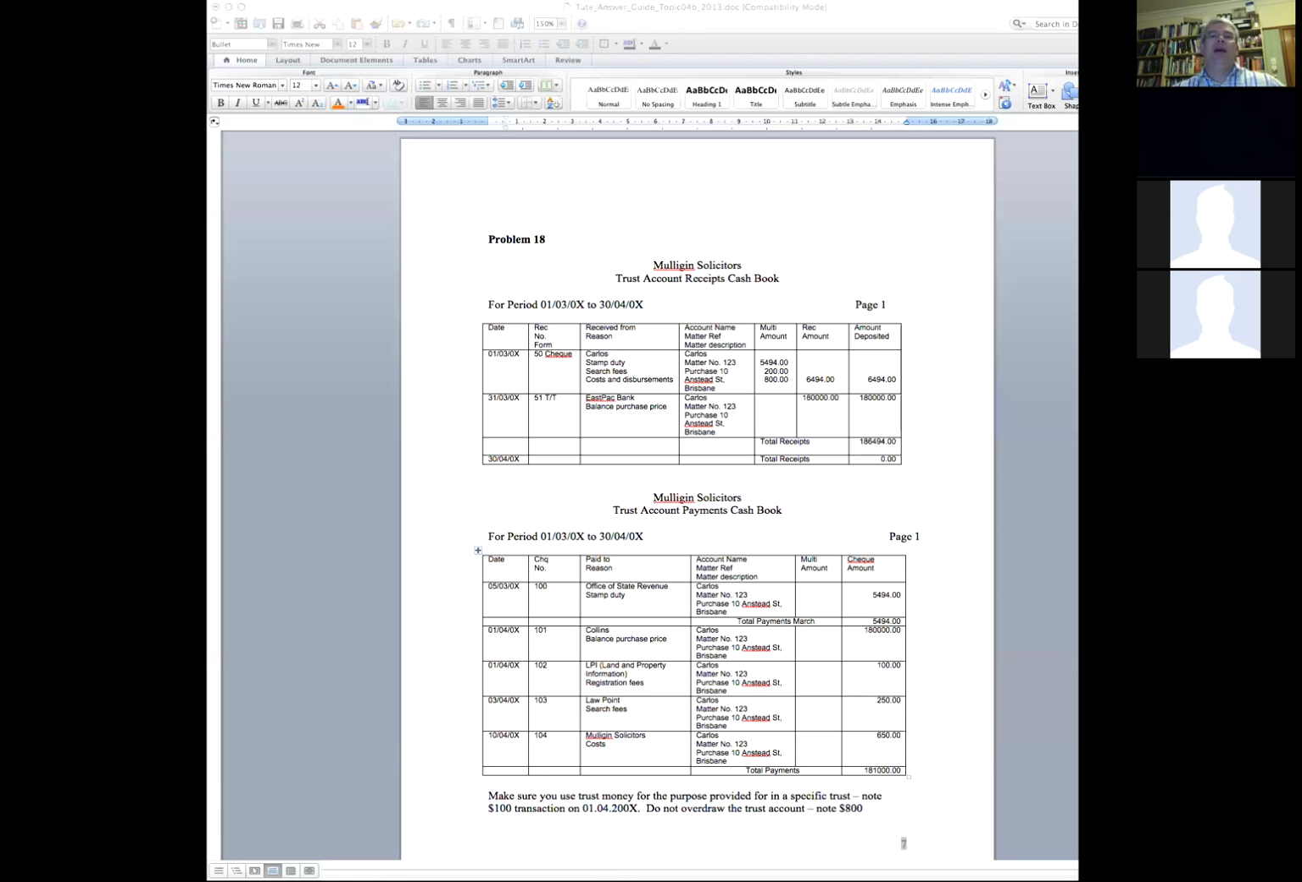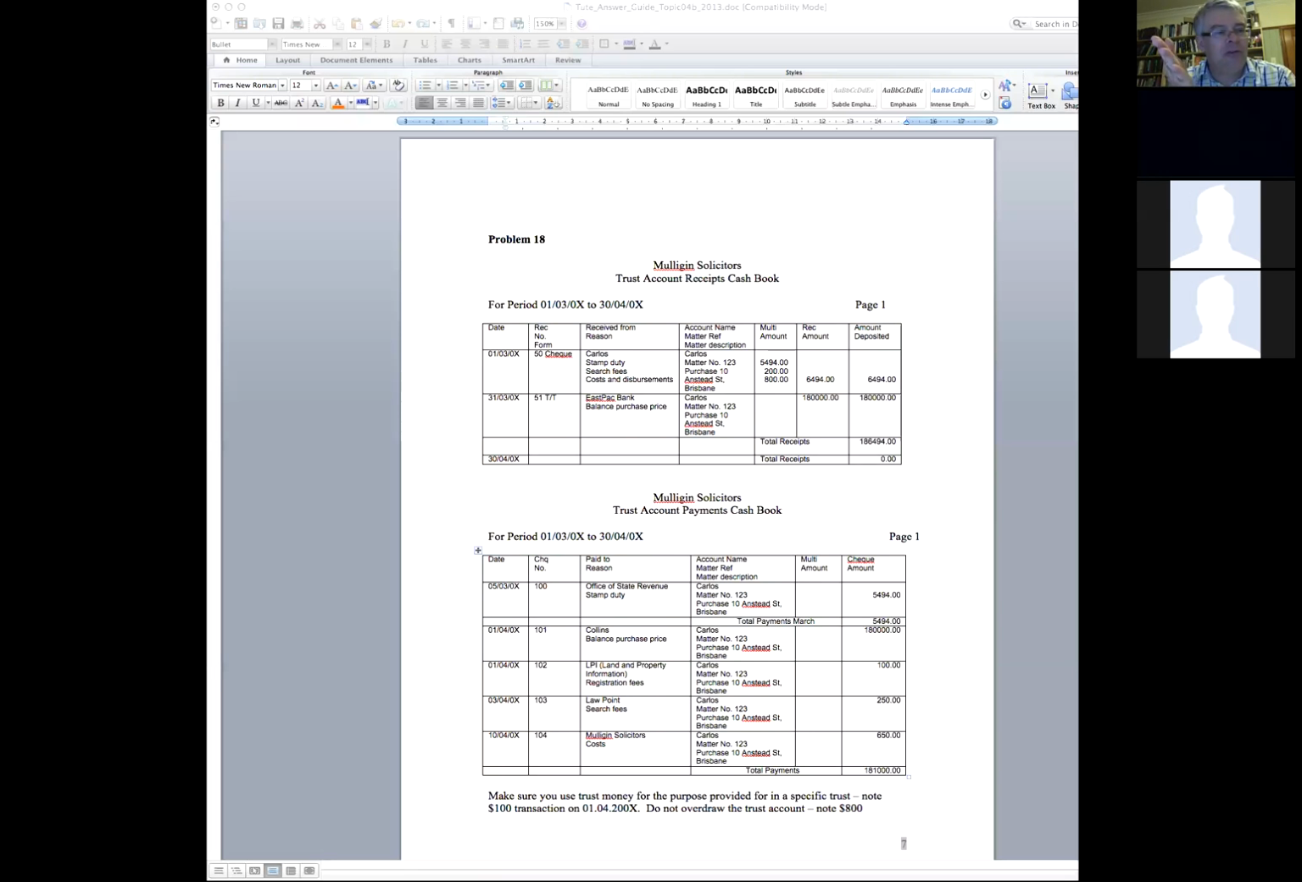The way I've set them out is to identify firstly the date the transaction occurred and then what the transaction is. And I've given you a column that has the classification to make it easier for you to know what to do as you get used to these transactions. The first one is that you receive from Carlos a personal check drawn on Eastpac Bank, so he banks at the same place as you do, for $6,494, which consists of various things. So this is a receipt of money into the trust account.